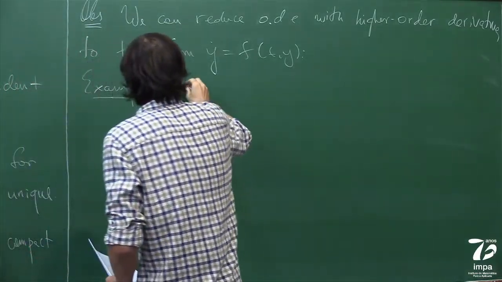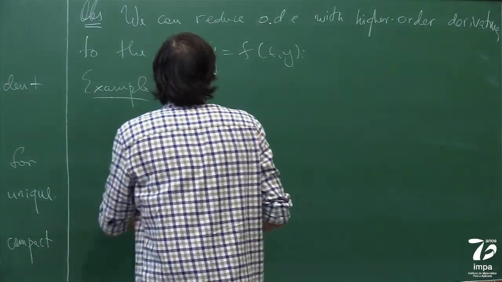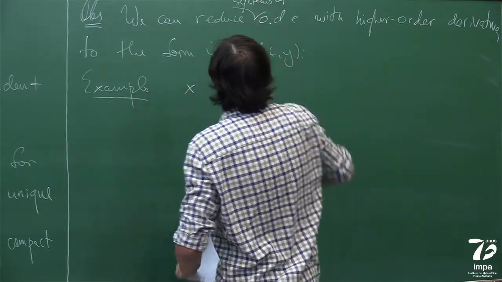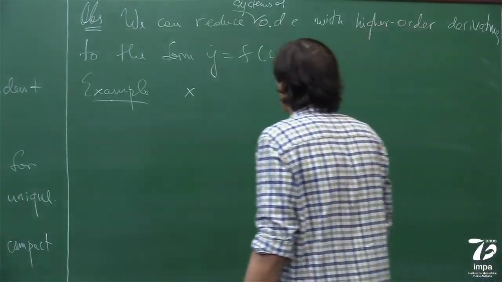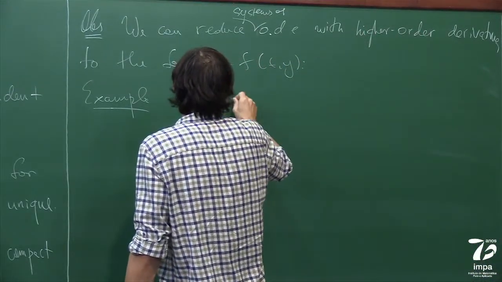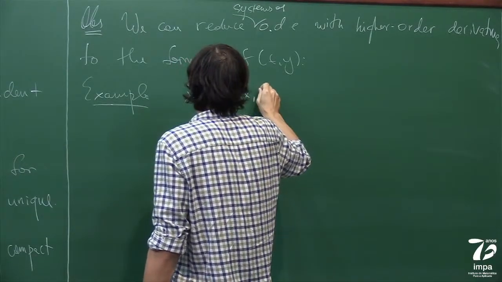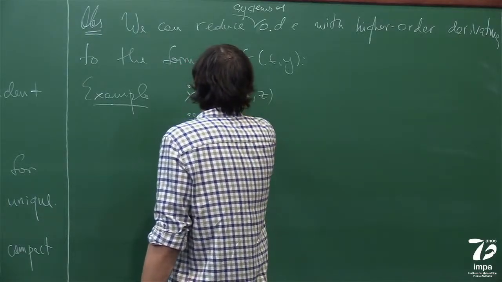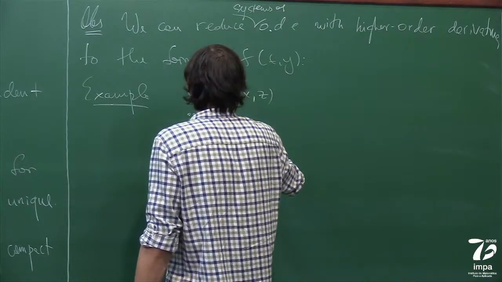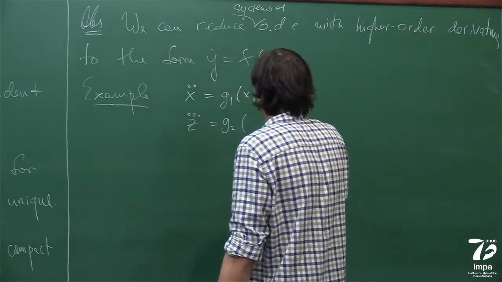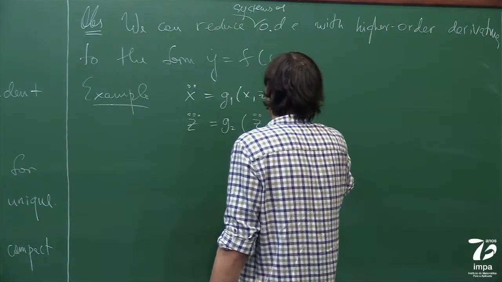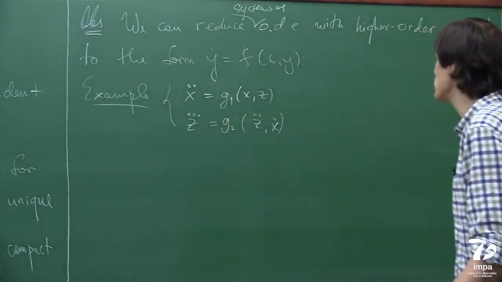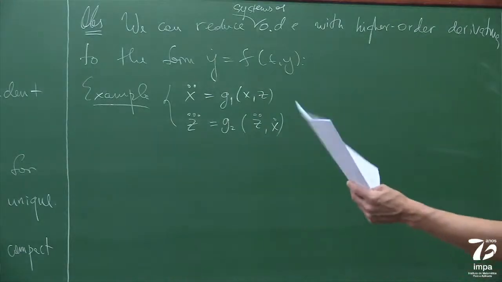I'll just give an example which will make it very clear. Take two equations, so we can reduce systems of ordinary differential equations. One will be second order, depending on x and z, with right-hand sides G1 and G2, and the second will be third order in z, involving x dot. That's a nice system: two equations and a lot of derivatives.